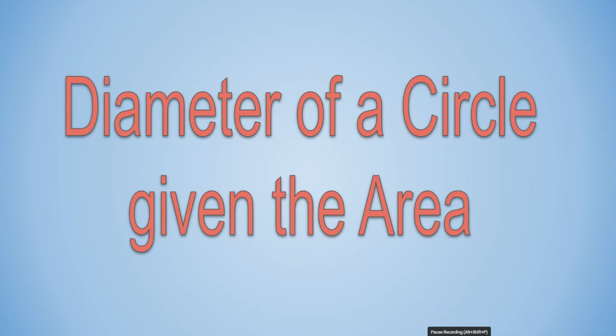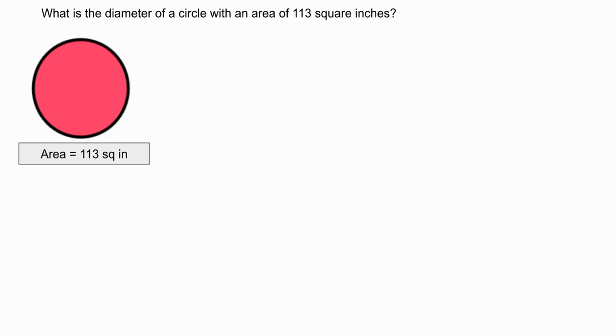In this video, I'm going to demonstrate how to find the diameter of a circle when given the area. What is the diameter of a circle with an area of 113 square inches? So there we have an image of a circle, and right away we recognize that it's a circle, so we find our formula. Area equals pi times the radius squared.